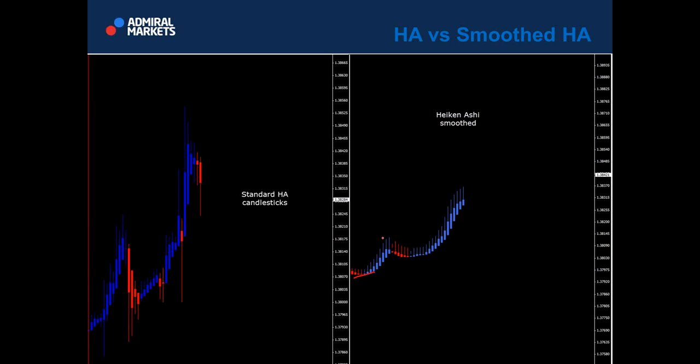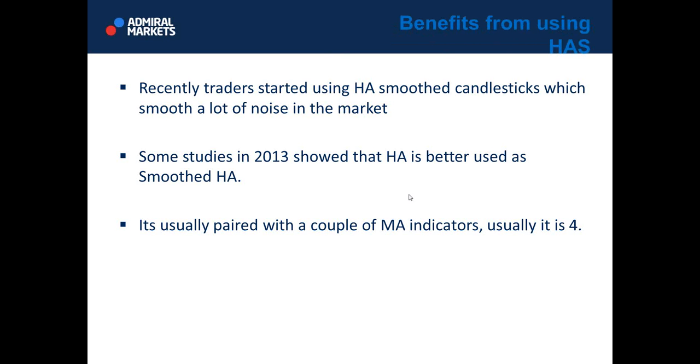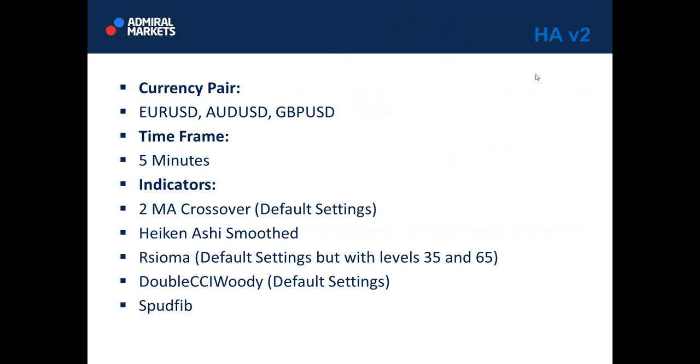We mark the low, we mark the high. At this point, there was a breakout. So actually, by using Heiken Ashi smoothed candlesticks, we managed to make the same breakout trade, but with much lesser noise than it was used on standard Heiken Ashi candlesticks. So Heiken Ashi standard candlesticks are to the left and Heiken Ashi smoothed are to the right. Now, as I already told you, these are the benefits from using Heiken Ashi smoothed indicator.